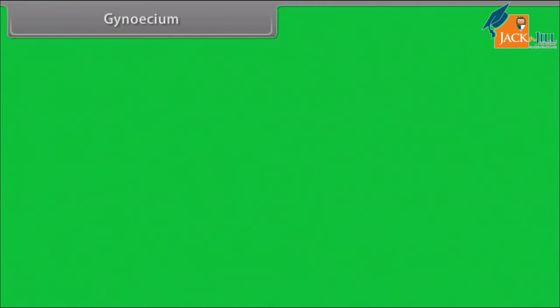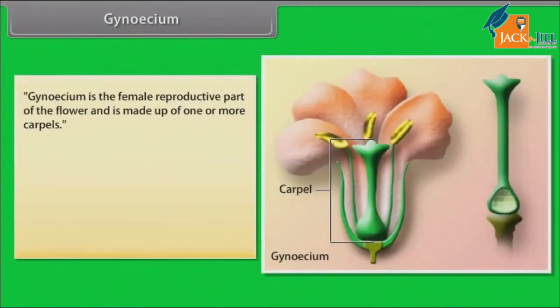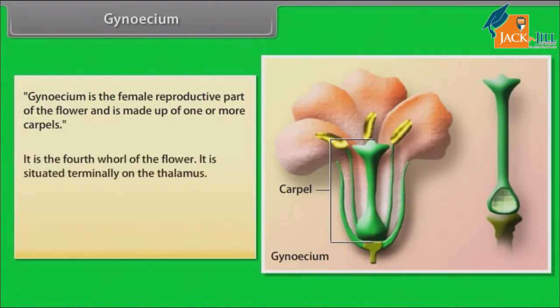Gynoecium. Gynoecium is the female reproductive part of the flower and is made up of one or more carpels. It is the fourth whorl of the flower. It is situated terminally on the thalamus.